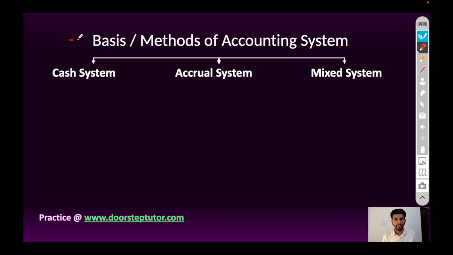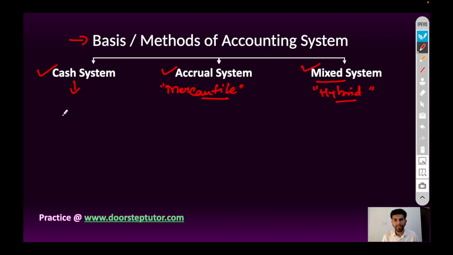Next topic: basis of accounting system or methods of accounting system. It can be divided into cash system, accrual system, or mixed system. Accrual system is also called the mercantile system of accounting, and mixed system is also called the hybrid system. So there are three bases of accounting system: cash basis, accrual basis, and mixed system.